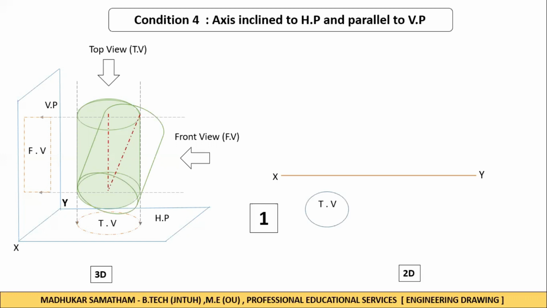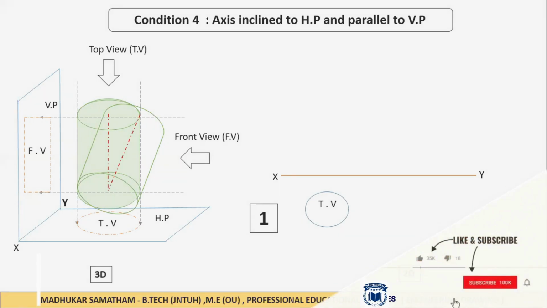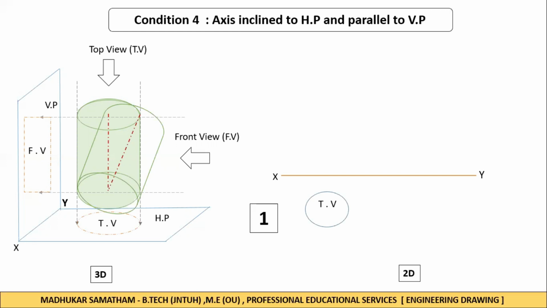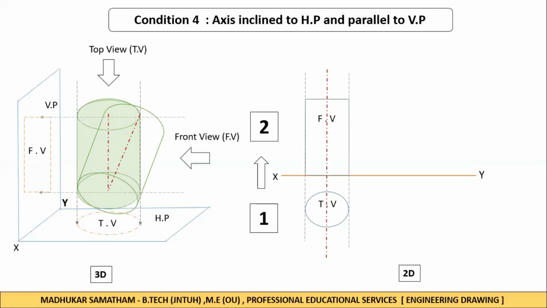First, we will take the XY line and start the first step with the top view, because we already discussed that the diagram should always start with the base shape of the solid. In this case, the base shape is a circle. Then we will extend and draw the front view for this solid, which has its axis perpendicular to HP and parallel to VP, in this way. So the first step is completed, which here is the first and second step. The top view and front view of a solid whose axis is perpendicular to HP and parallel to VP has been shown on the screen.